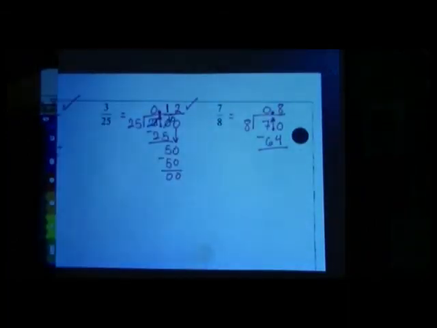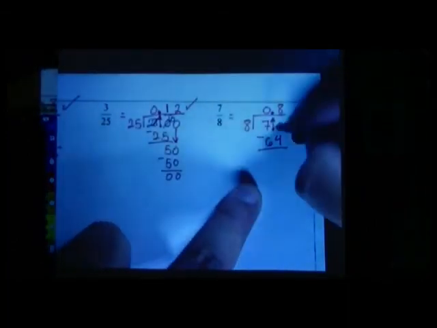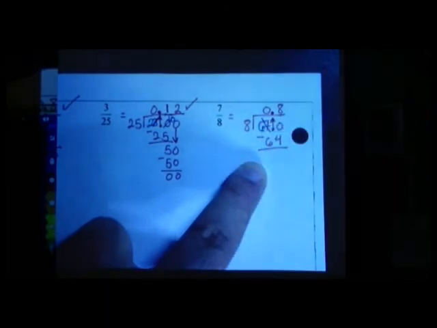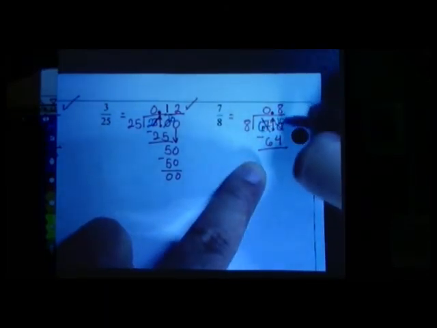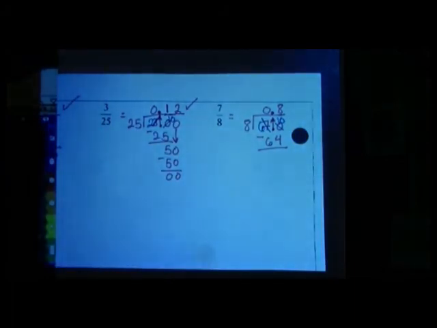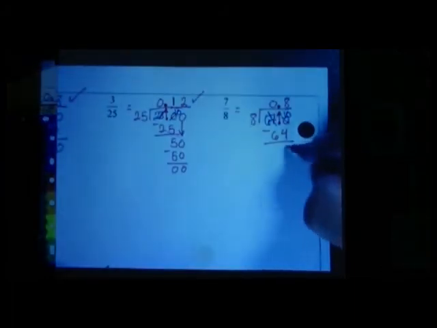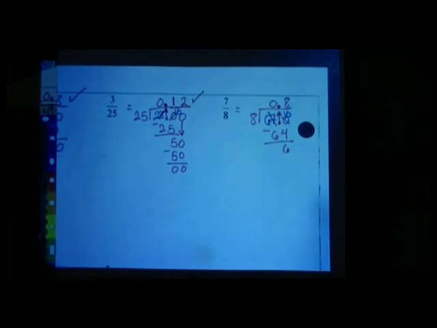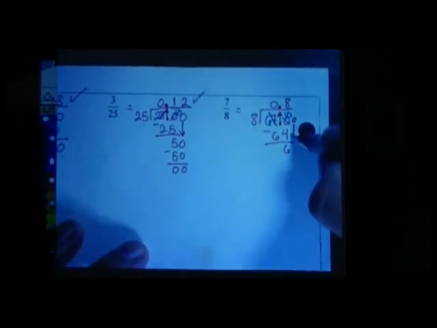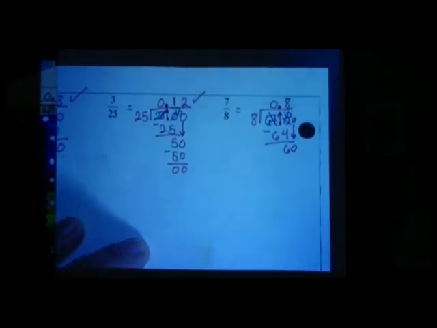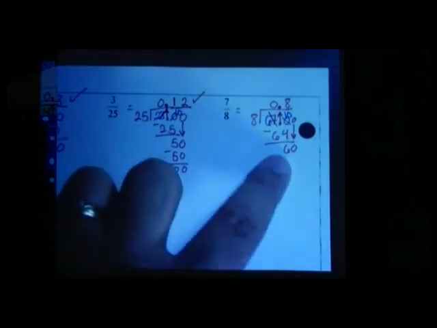Now if I regroup again to finish my division, that 7 will become a 6 because I'm borrowing 1 from it, and then that 0 will become a 10. So 10 minus 4 is going to be 6, and 6 minus 6 is nothing. You can put the 0 or you can just leave it blank. I like to leave it blank. Okay, I'm going to add a 0 and bring it down.